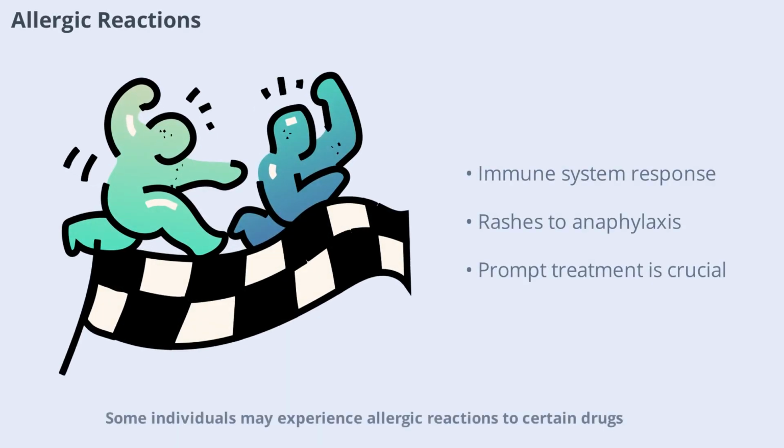Some individuals may experience allergic reactions to certain drugs, which occur when the immune system mistakenly identifies a drug as harmful. Symptoms can range from mild rashes to severe anaphylaxis, a life-threatening emergency. Recognizing early signs of an allergic reaction and seeking prompt treatment can prevent serious complications.